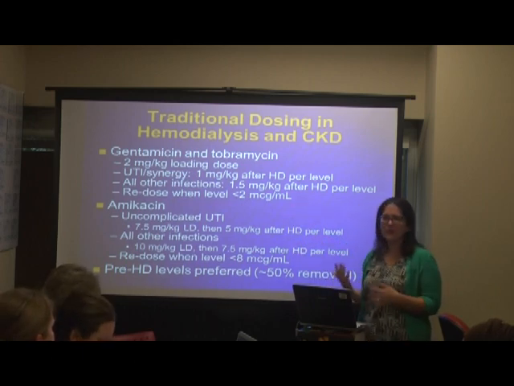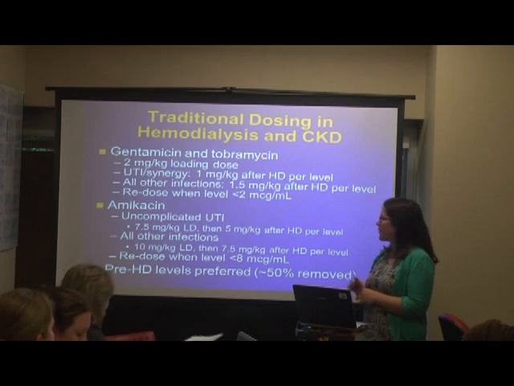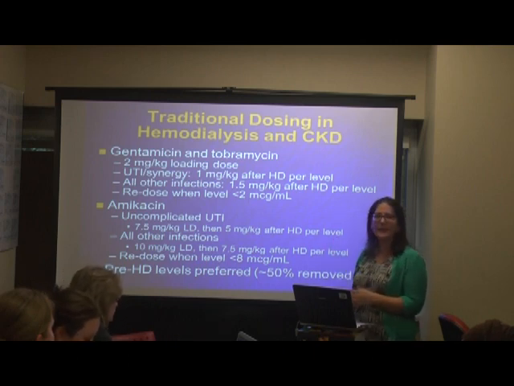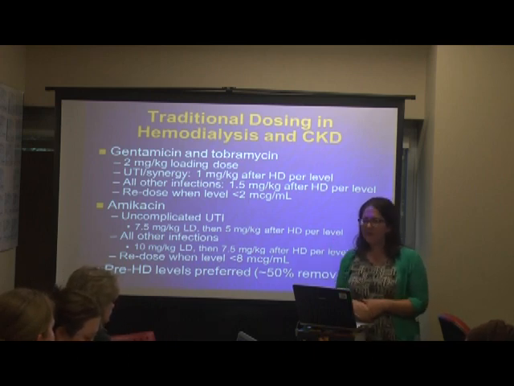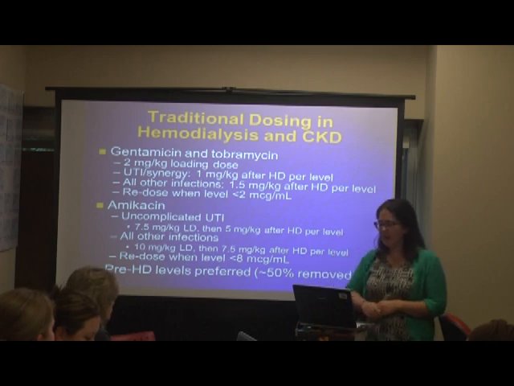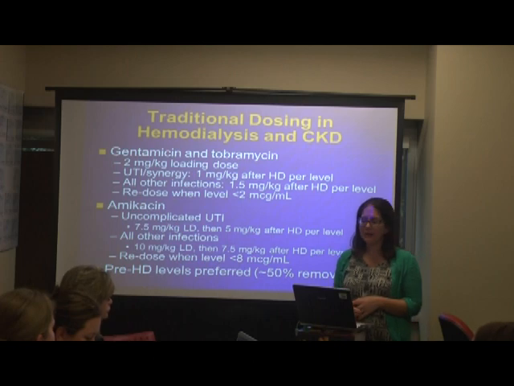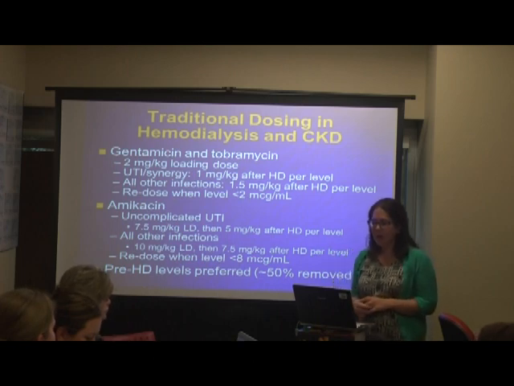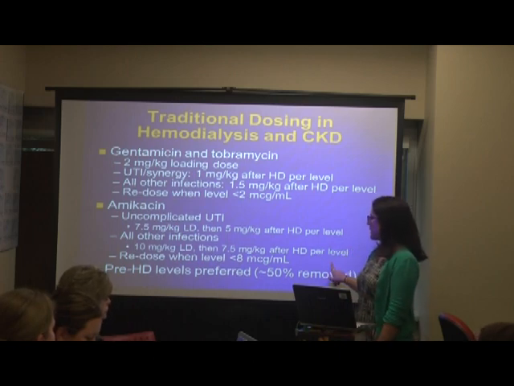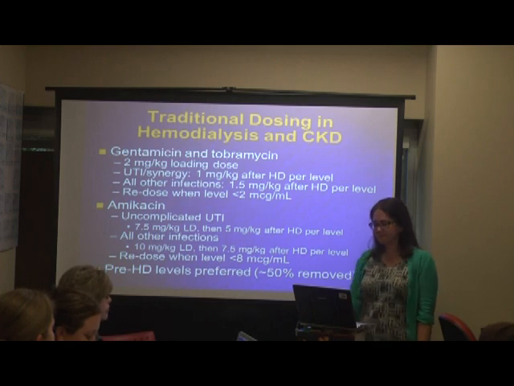For amikacin, it's going to be the same sort of thing. The doses are going to be higher. For uncomplicated UTI, 7.5 mg per kg, then 5 mg per kg. And then for all other infections, a 10 mg per kg loading dose, followed by 7.5 mg per kg after hemodialysis per levels. And we redose for amikacin when the level is less than 8.